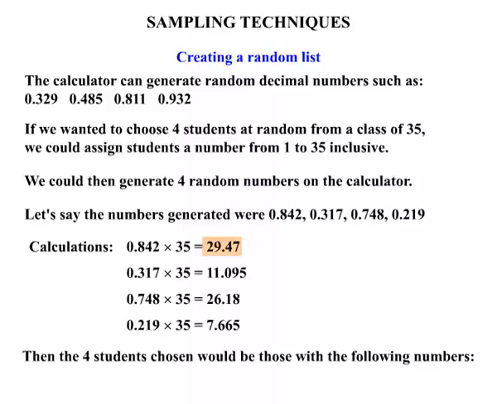So, the 4 students chosen would be those with the following numbers. Alright, the 29.47, we choose student 29. 11.095, we choose student 11. 26.18, we choose student 26. And 7.665, this time we'd round up, wouldn't we? We'd choose student 8. So that's one way of creating a random list.